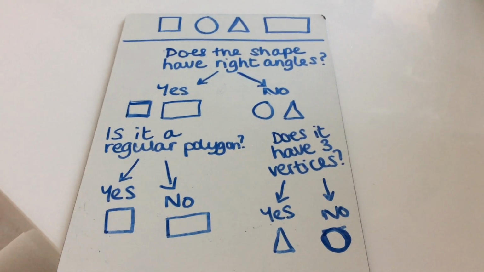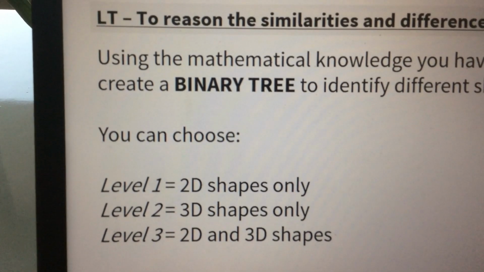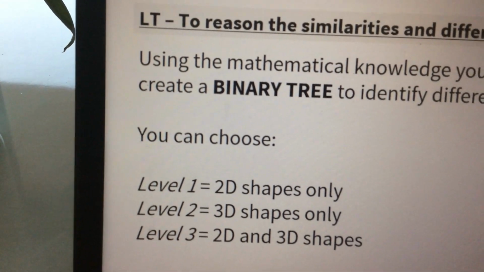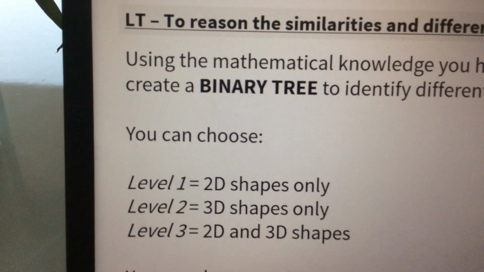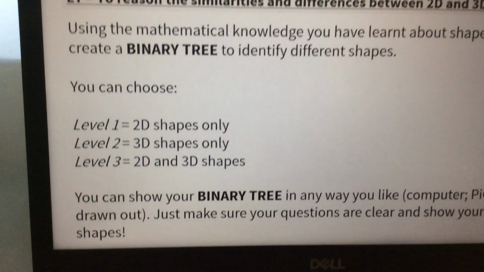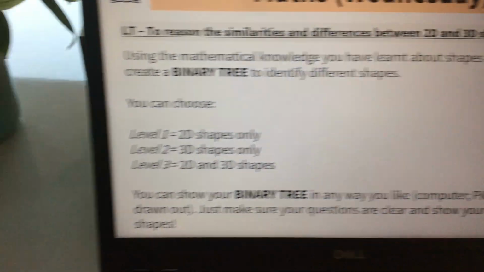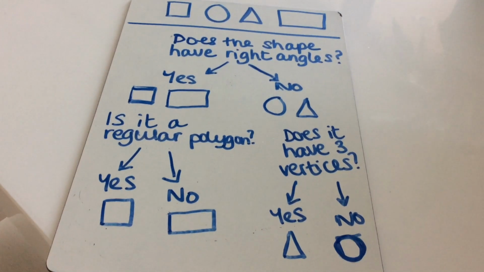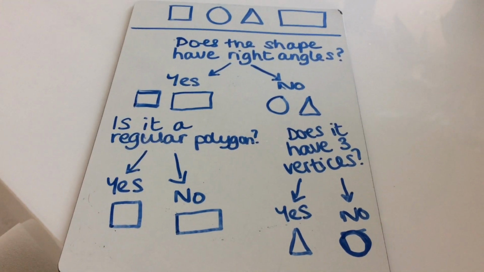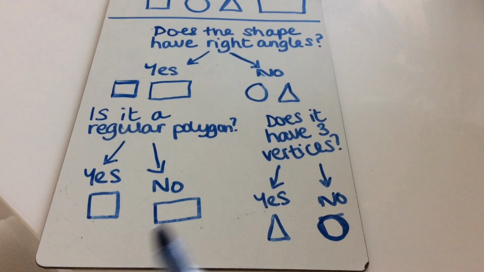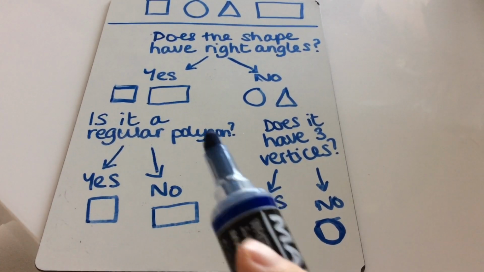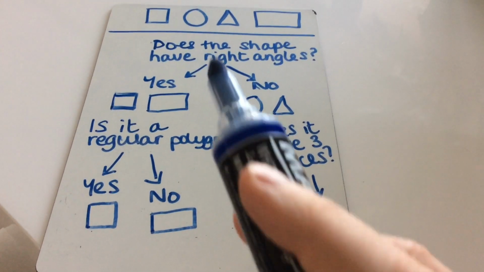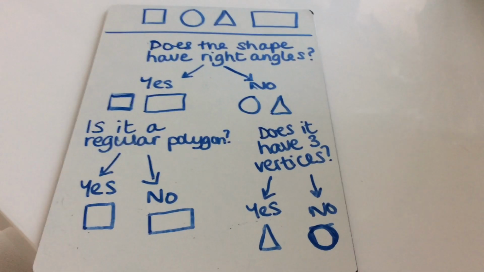You could also combine it with 3D and 2D. That's your level 3. So for level 3, you might want to start with, is it a 2D shape? Yes or no, and that would separate your 2D and 3D. So, reminder, challenge yourself. You might want to start simple and then maybe do a second one which is a bit more challenging if you have time. Okay, so really take this opportunity to use that vocabulary that we've been using and all that knowledge that we've learned as well.